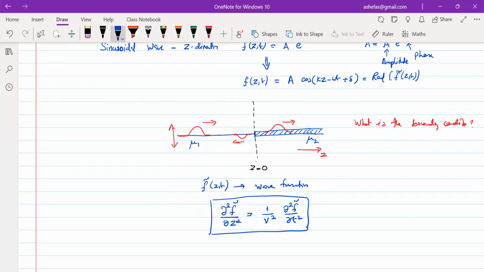Okay, so here we are considering only one dimension. The wave is propagating along the z direction. Now if you look at this wave equation, it is a second order differential equation in space z and time t.